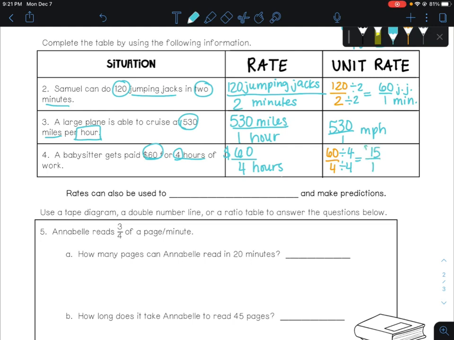So that means $15 in 1 hour, or $15 per hour for her unit rate. All right?